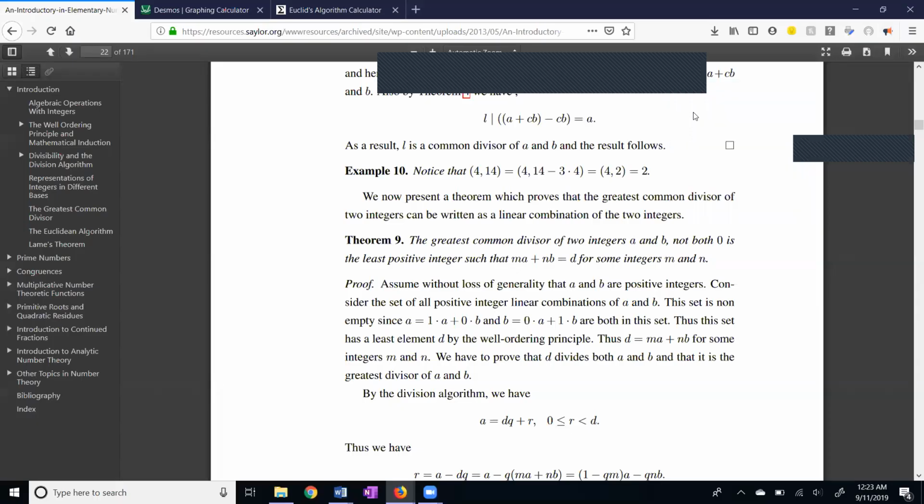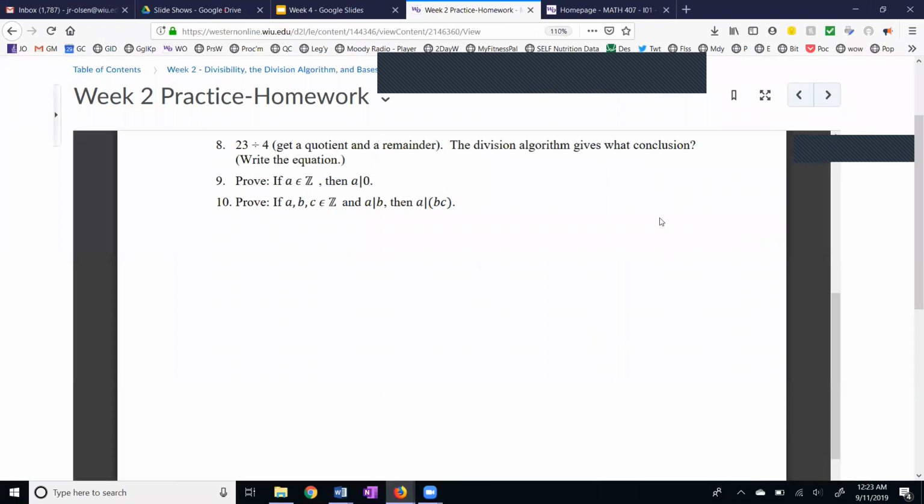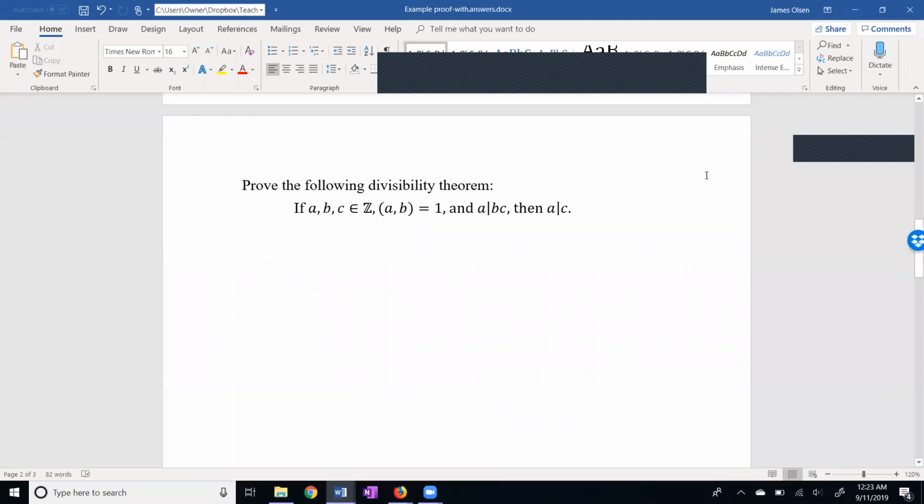Now I would like to do a theorem where we're going to be employing Bezout's theorem. Bezout's theorem says it's possible, and the Euclidean algorithm actually does it for us. Theorem 9. The example I would like to do is I would like to prove this statement.